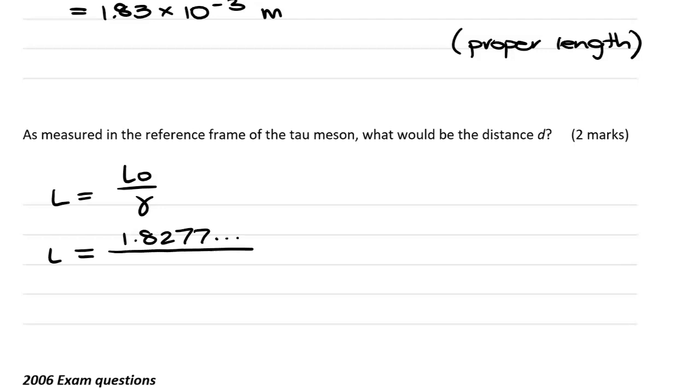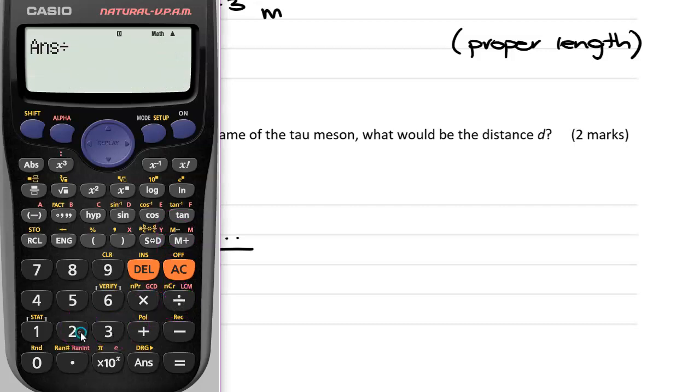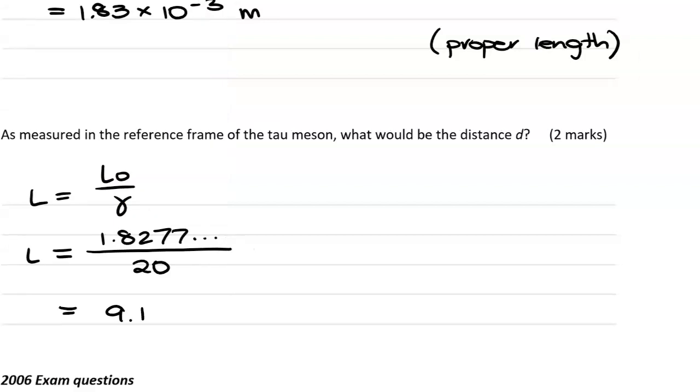We'll just use that value in our calculator, and we'll divide it by 20. Okay, 9.14 by 10 to the negative 5. And that's again in meters.